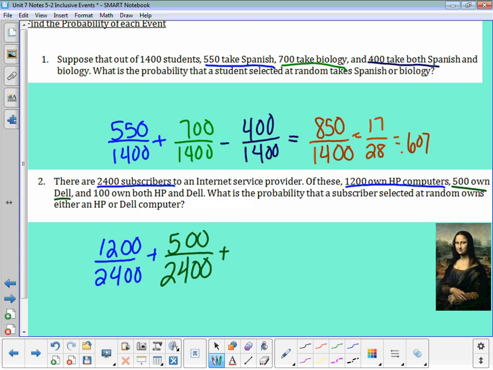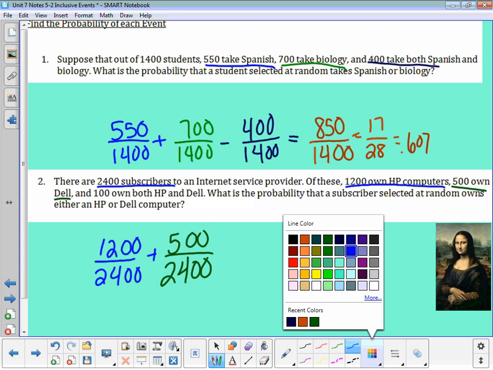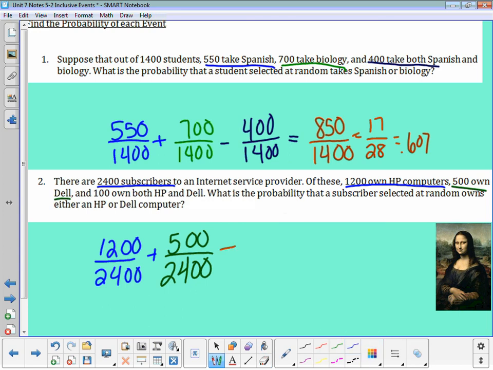And last but not least, I actually want to subtract off the probability that it's someone with both. We don't want to count that twice, so that's why we subtract off that both probability. And there's 100 that have both. So we're going to add across the numerator, keep the denominator the same. The denominator is going to stay the same. And we're going to add 1,200 plus 500 minus 100. And that's going to give you 1,600.